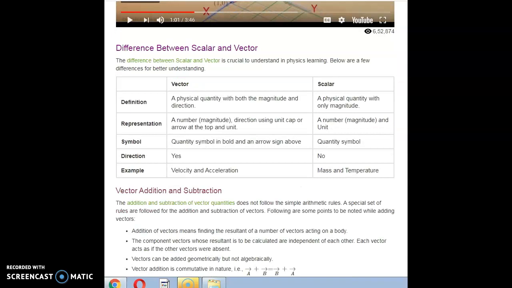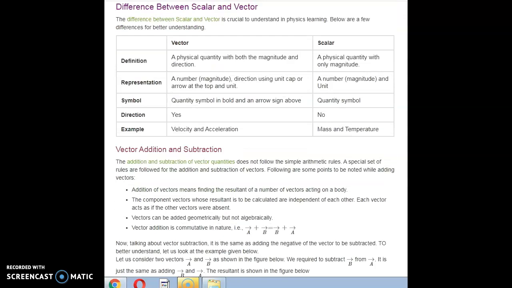Okay, so these are the differences. Okay, so yung kanina yung definition, tapos the representation, and then the symbol. Ayan. So, usually we use the arrow sign kapag vector.